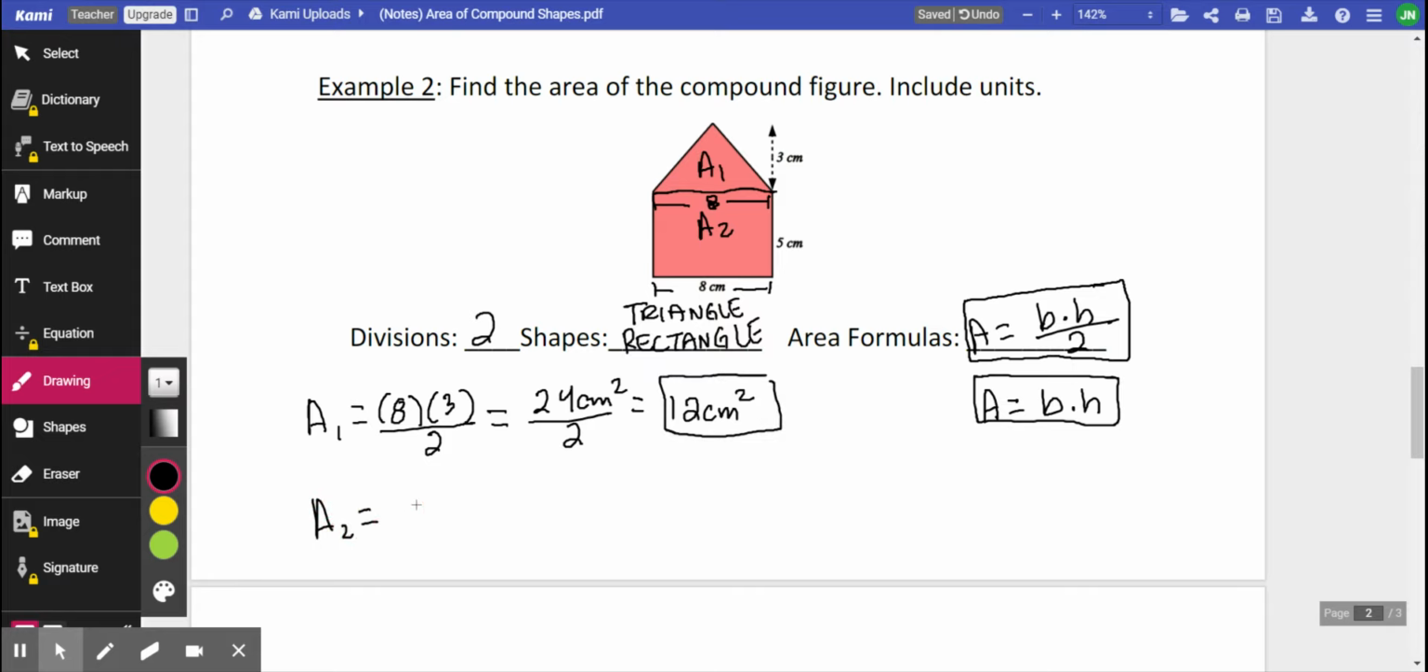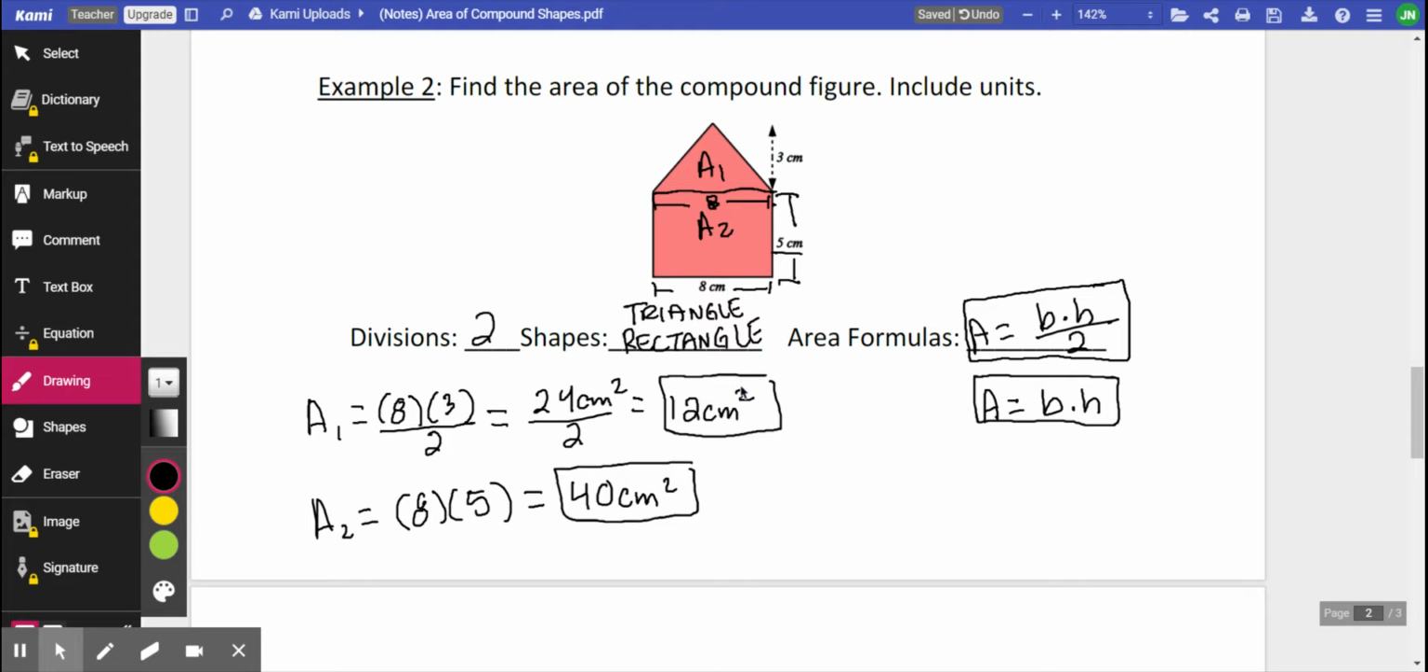Area 2 is the area of the rectangle, which is just base times height. So in this case, we have the same base, which is 8, multiplied by the height, which happens to be 5 centimeters, right? That's the distance all the way from the top to the bottom of that rectangle. And then 5 times 8 equals 40 centimeters squared. Don't forget the units. Is that my final answer though?